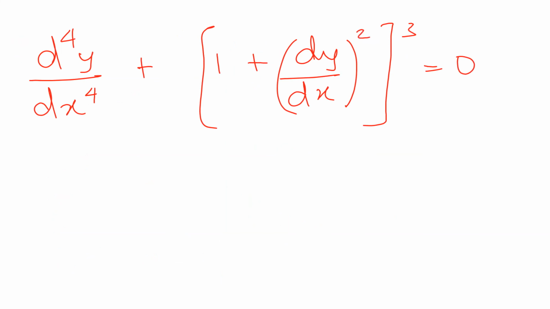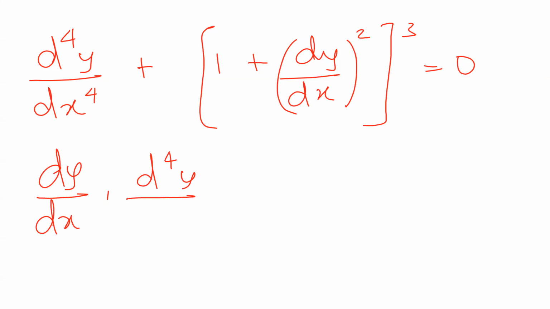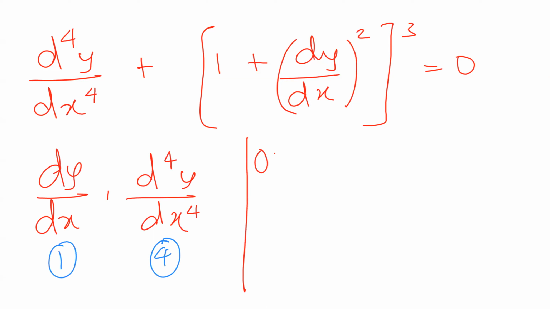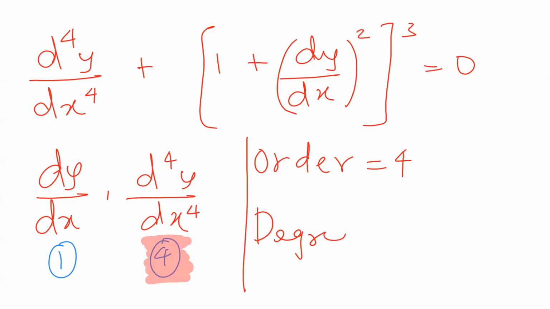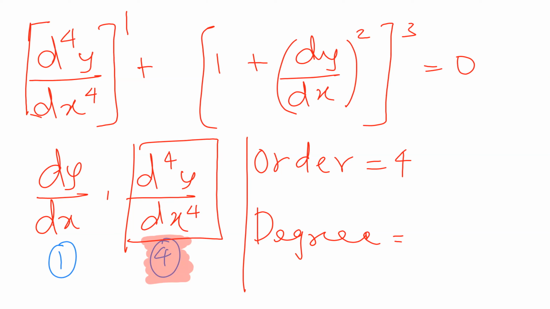Let us note down the different differentials. The first differential is dy by dx. The second differential is d raised to 4y upon dx raised to 4. The order of the first differential is 1, the order of the second differential is 4. So the order of this differential equation becomes 4. And degree: go to the differential d raised to 4y upon dx raised to 4. The power of this is 1. So the degree becomes 1.